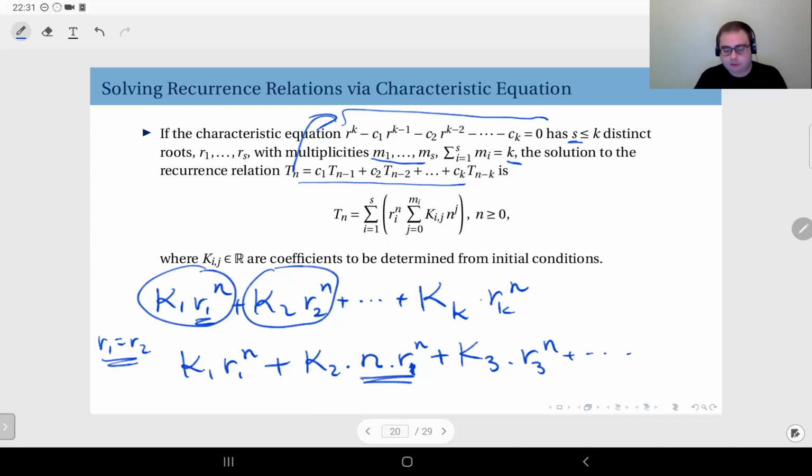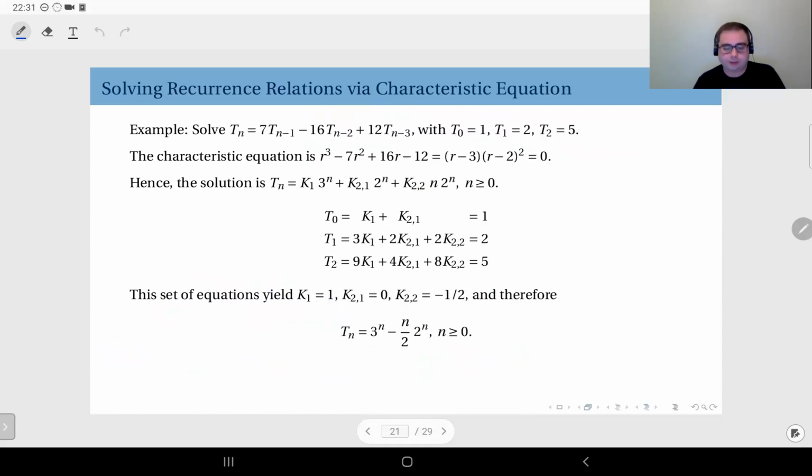Okay, so the only addition is this n term here. If it is repeated 3 times, in the third term you'll have n squared. If it is repeated 4 times, in the fourth term you will have n to the power 3, and so on. So this appears here. Okay, so let's see this on an example.